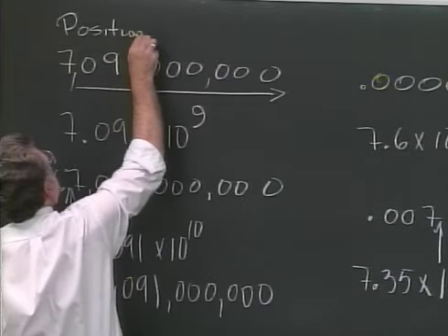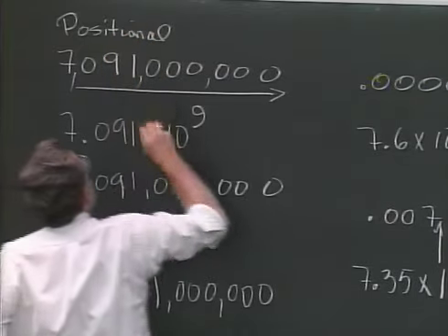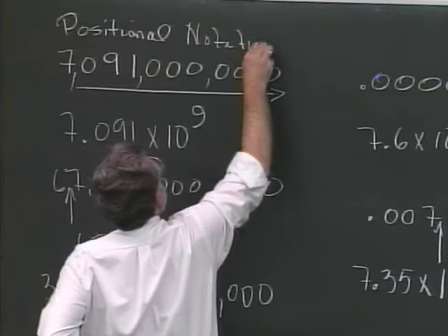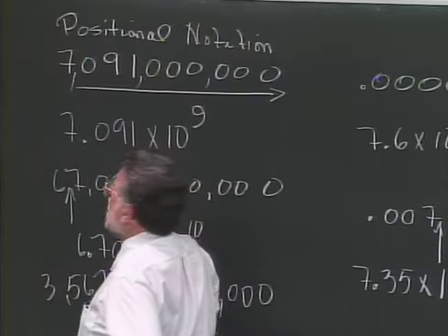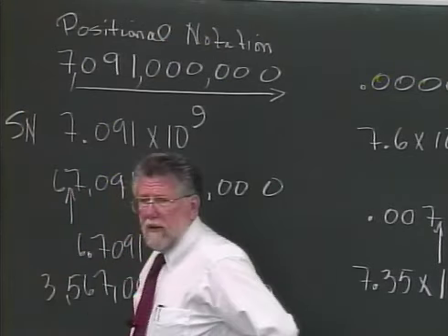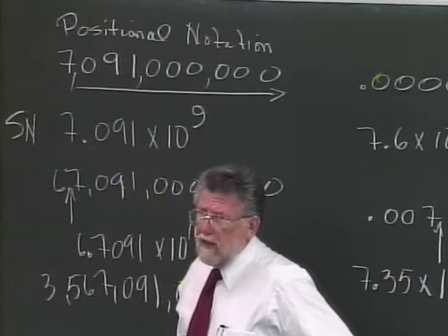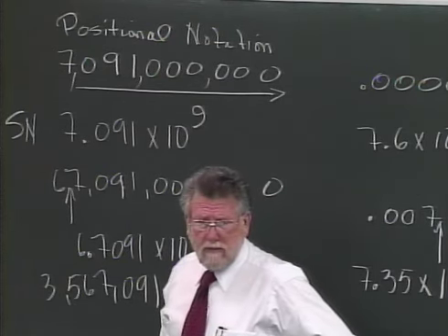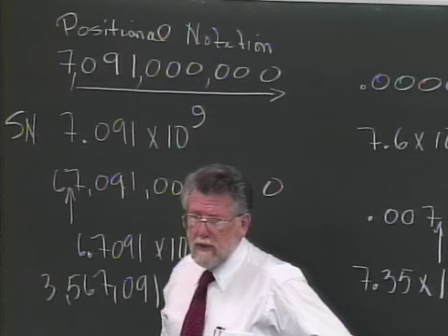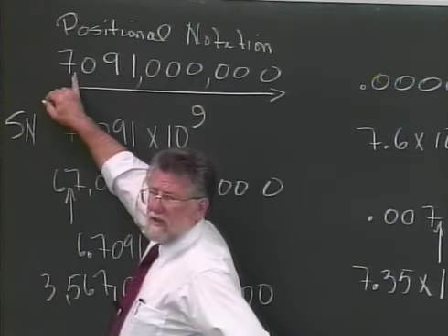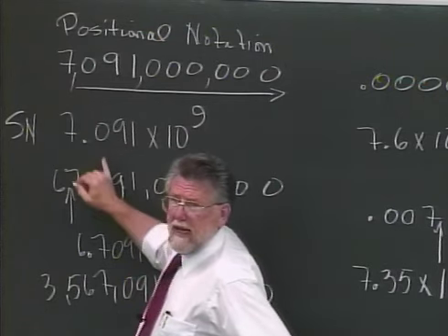So this is the case where I give you a problem, positional, and I want you to write it in scientific notation. The rule is very constant. Go to the first non-zero digit to your right. The first digit, as I go from left to right, is the 7. I put the decimal after that digit.